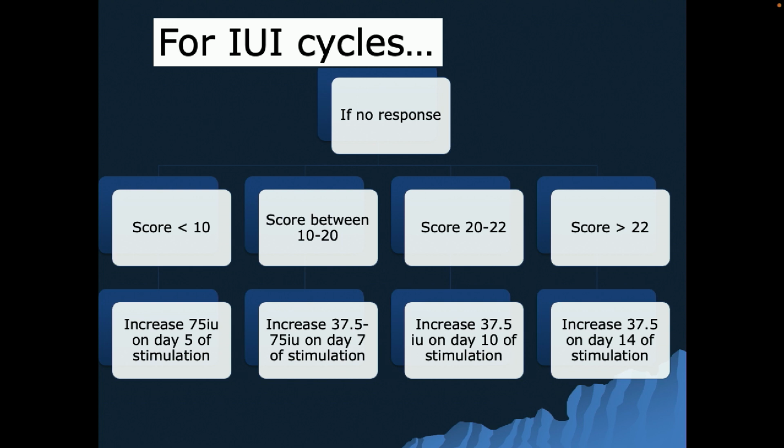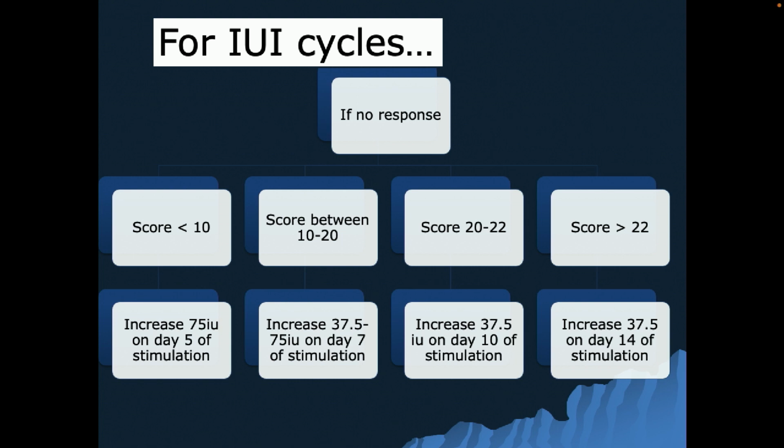If the total antral follicle count is too high, more than 20, then add only 37.5. If the total antral follicle count is between 14 and 20, then add 50 international units. And if the total antral follicle count is less than 14, you can add 75.